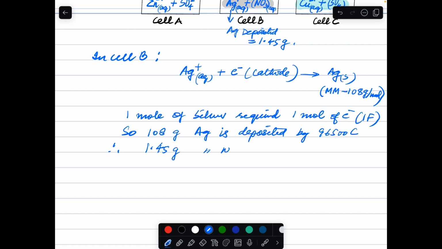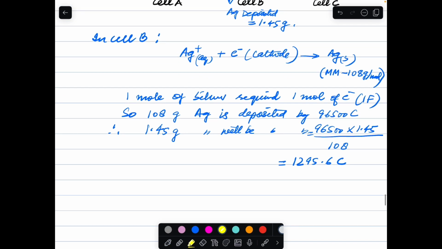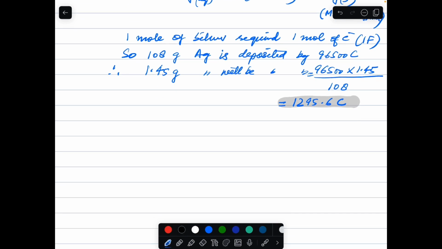grams of silver will be deposited by 96500 divided by 108 and multiplied by 1.45. So you will get the value 1295.6 coulombs of charge needed for the deposition of this very amount of silver. Now this charge in coulombs will help you find out in how much time.